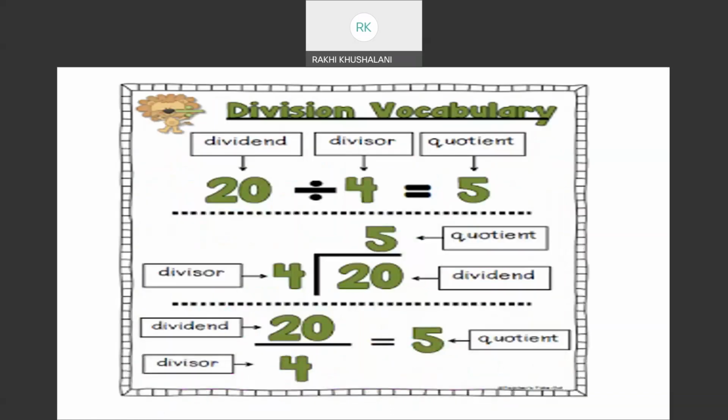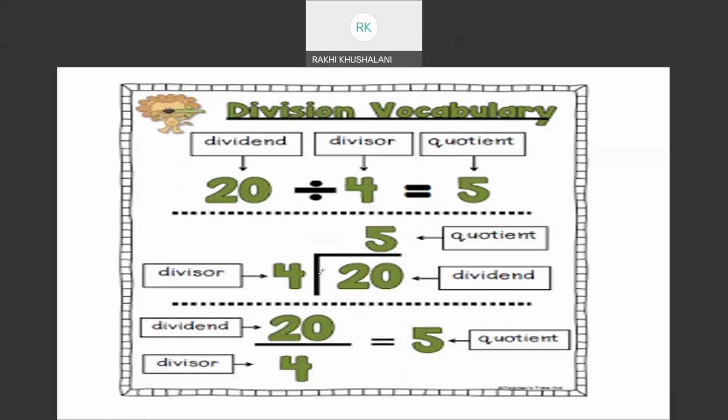Now, division vocabulary, this is what we learned: dividend, divisor, quotient. This is how we do the division. This method is called the cake method. I have explained this to you. You make a shape like this, and then you write the dividend here, you write your divisor here, and then you get the quotient.